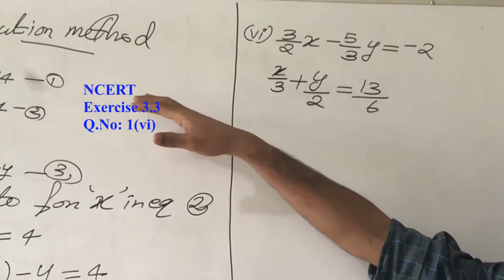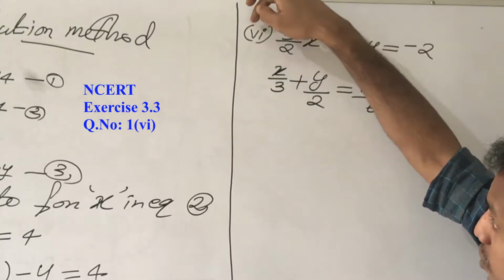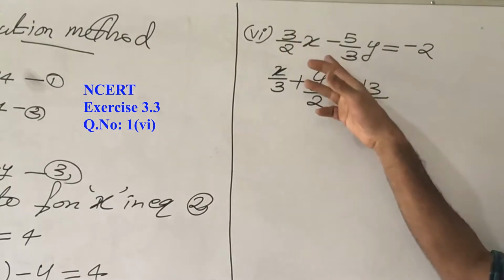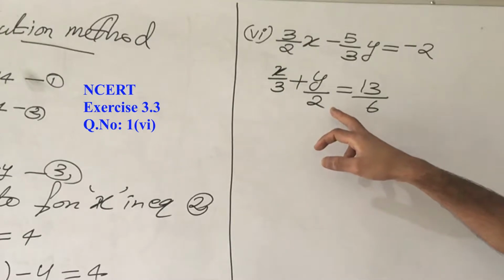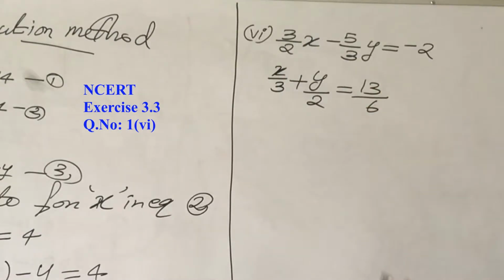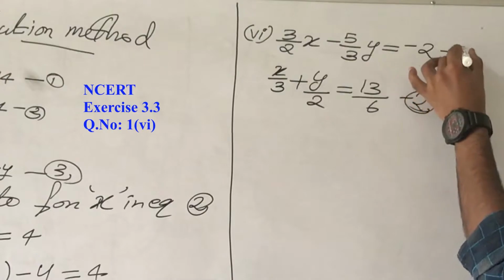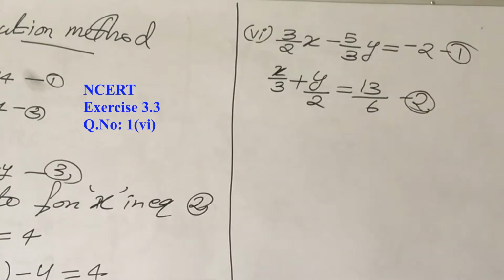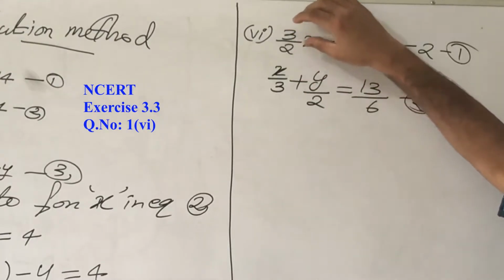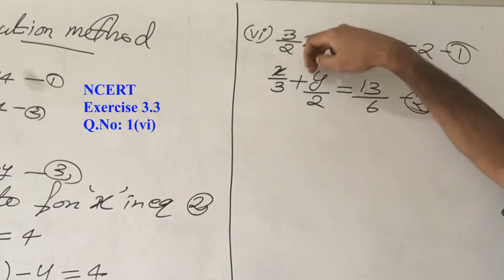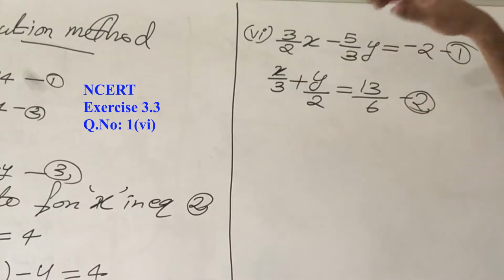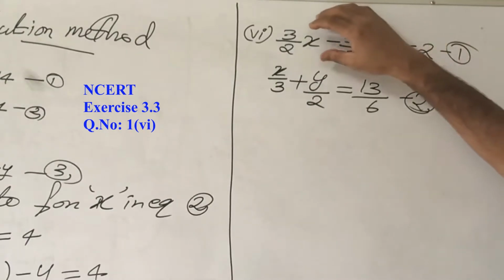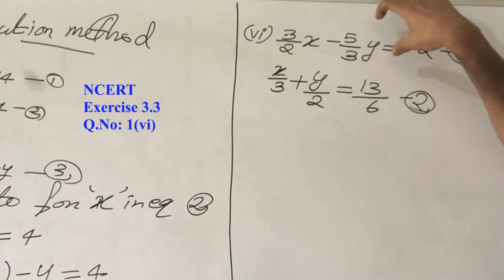Clear? Next, from the same exercise question, option number 6: 3 by 2 x minus 5 by 3 y is equal to minus 2, and x by 3 plus y by 2 is equal to 13 by 6. This is equation number 1 and equation number 2. Here the coefficients of x and y are fractions: 3 by 2, 5 by 3, 1 by 3, 1 by 2, and the constant 13 by 6. So first we need to eliminate the fraction form.